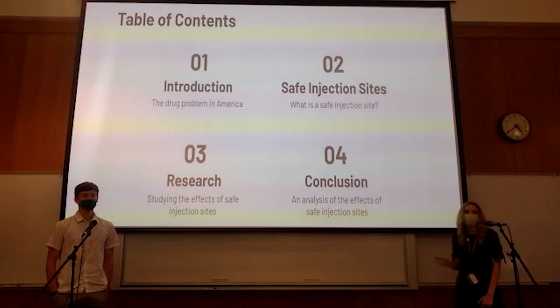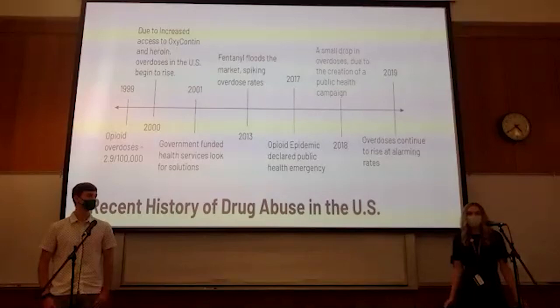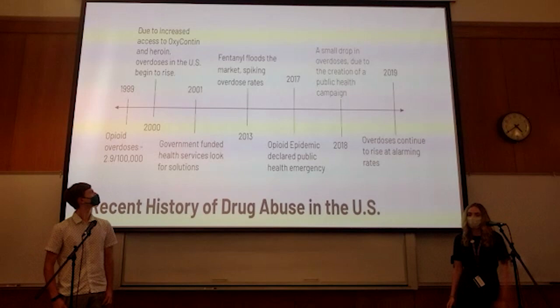So, the rising drug problem in America. We all know it's a problem, so let's look at it. In 2000, we see a major increase in drug overdoses, because we see an increase in OxyContin and heroin flooding the markets. In 2017, the U.S. declared an opioid epidemic, and it was declared a public health emergency.